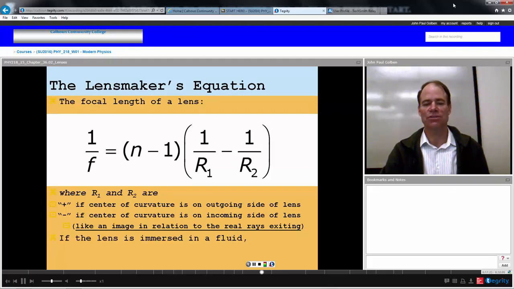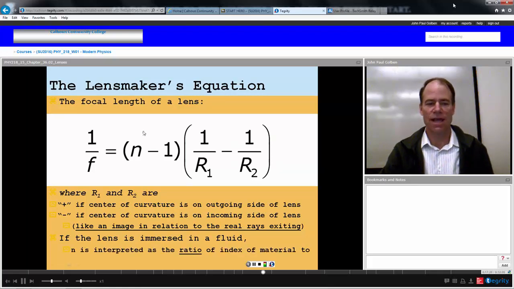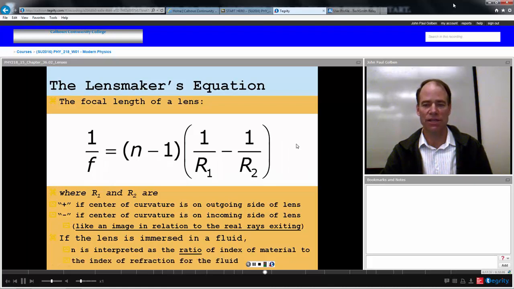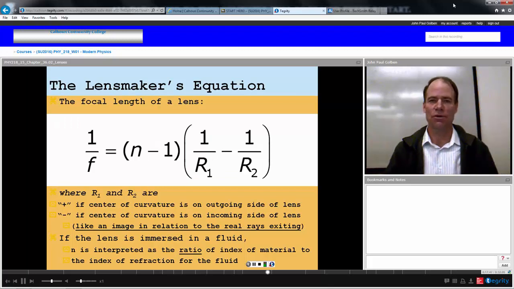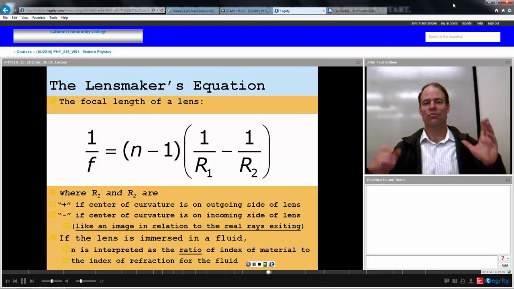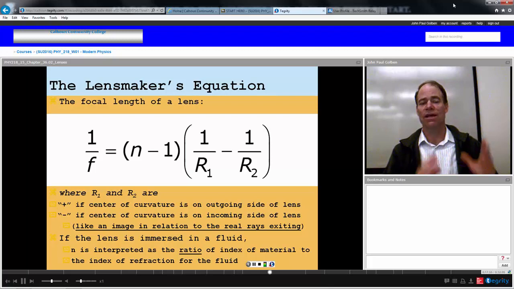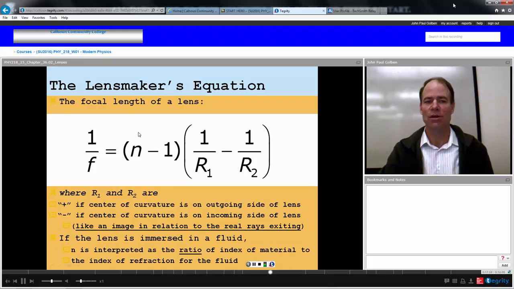If the lens is immersed in a fluid other than, say, air, this n value is interpreted not as the index of refraction of the material of the lens, but the ratio of the index of the material to the index of refraction for the fluid. Now, if the fluid were air, which is 1, it is the index of the material over 1. Now, if the fluid were water, 1.33, it would be the index of refraction of the material, say glass, 1.5, over 1.33, and that would reduce the value of this n by the value of the fluid that you've immersed the lens into.